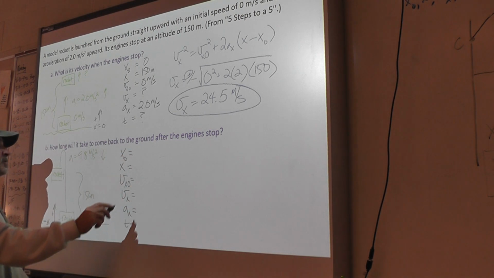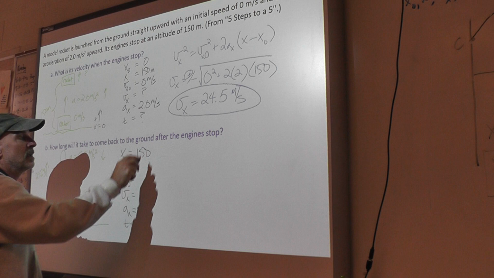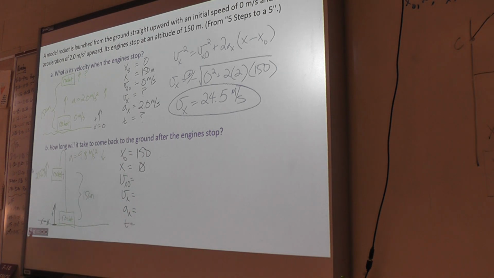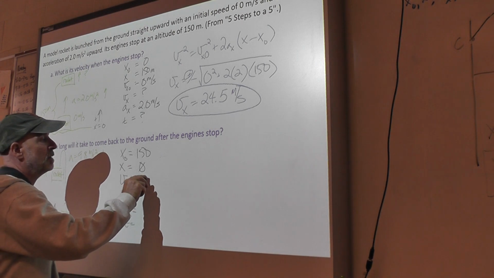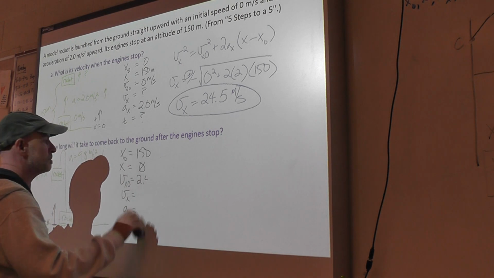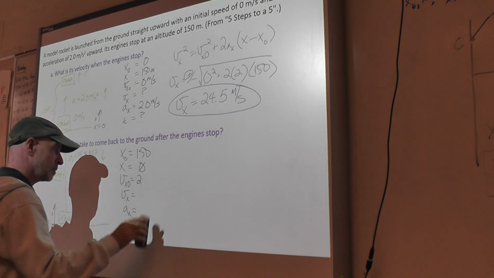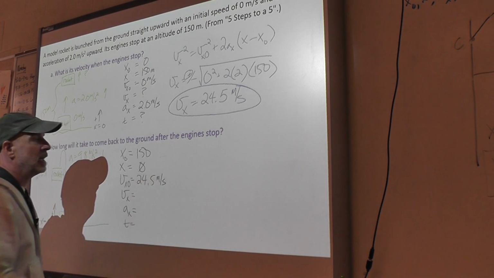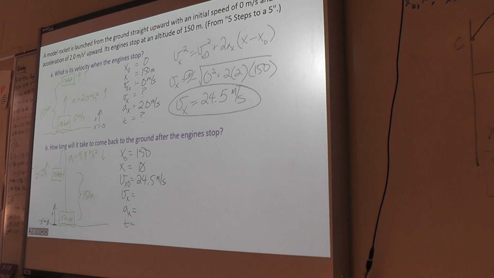The initial position, 150 meters. The final position, 0, it's the ground. The initial velocity is 24.5 meters per second. What's the final velocity? Yeah, so most of you are thinking 0. You are right that when things land on the ground, their ultimate velocity is 0.